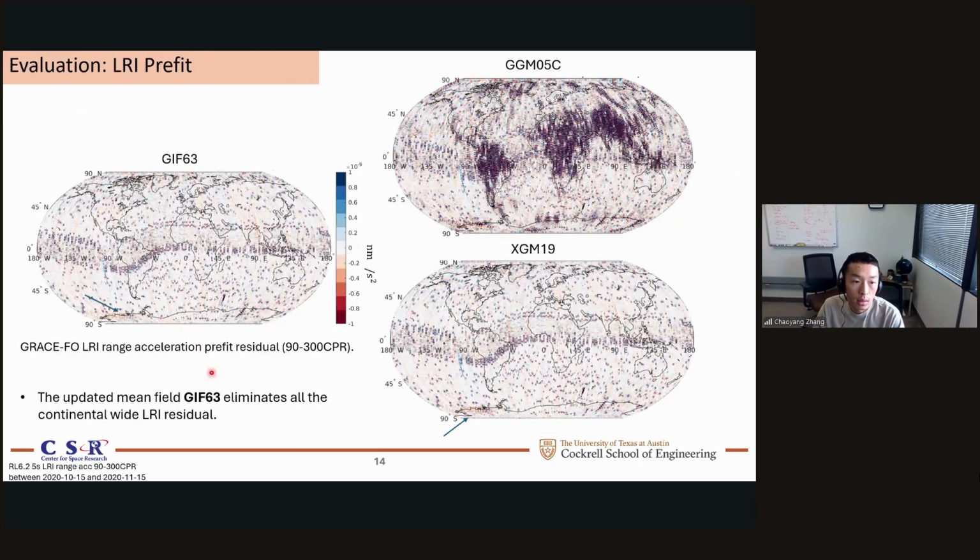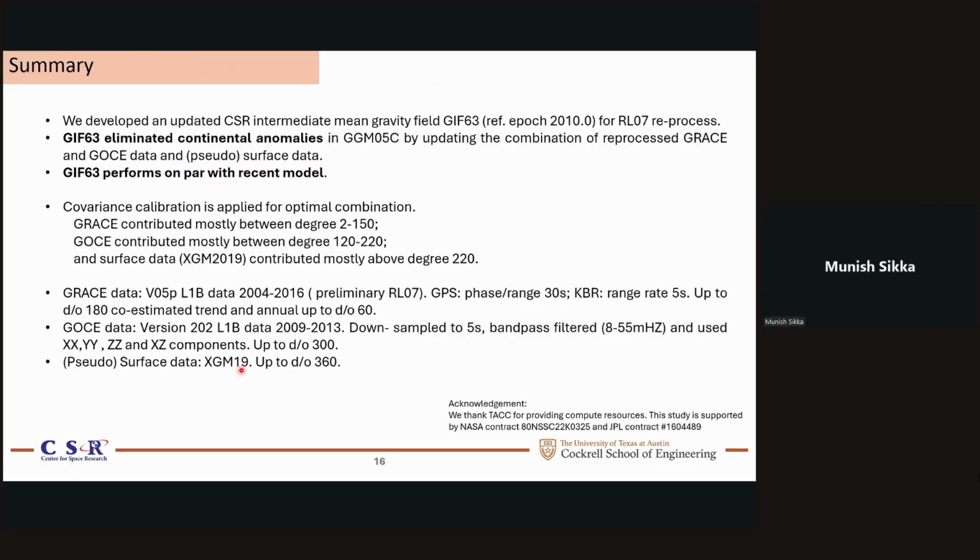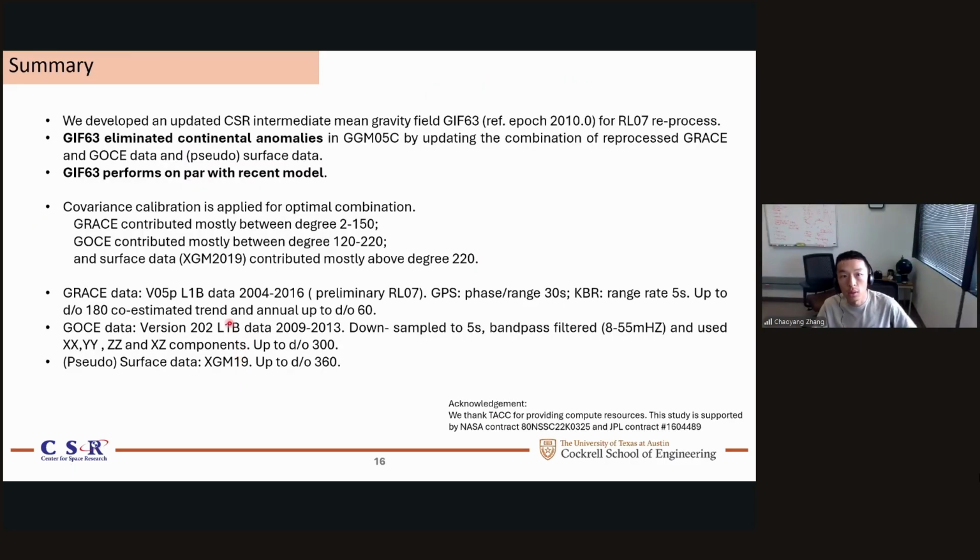For the second test, we also use the GRACE follow-on laser data. As you can see, both GIF63 and the XGM-19 are quite clean compared to the GGM-05C. We just want to note one tiny difference between GIF63 and XGM-19 over West Antarctica, where GIF63 is actually smaller. Well, yeah, that's pretty much all for this very short 4-minute talk. If you'd like to learn more, you can just hop into the full presentation online.